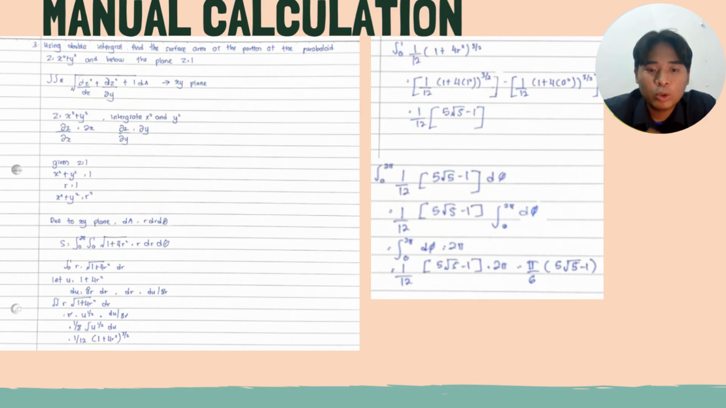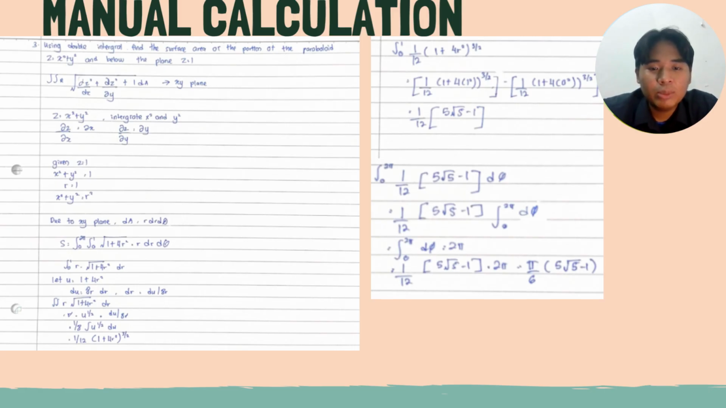So let u equal 1 plus 4 r squared. Then du equals 8r dr. We differentiate it and we get r dr equals du over 8. Then we substitute it back to the square root of 1 plus 4 r squared r dr, which equals 1 over 8 times the integral from 1 to 5 of u to the power 1 over 2 du. Then we integrate: 1 over 8 times 2 over 3 u to the power 3 over 2 is equal to 1 over 12 u to the 3 over 2.